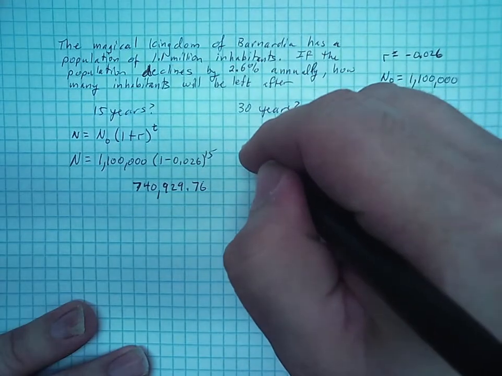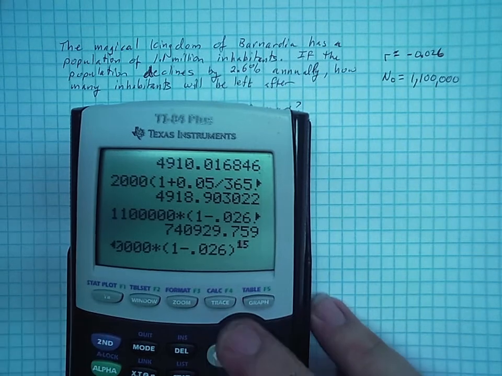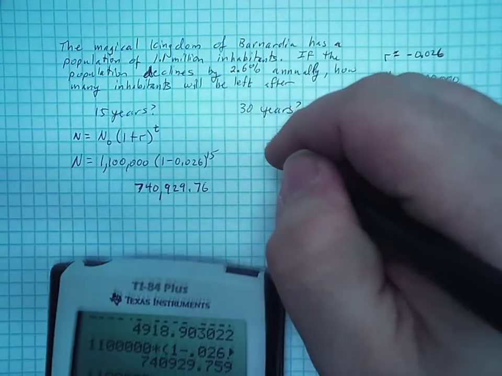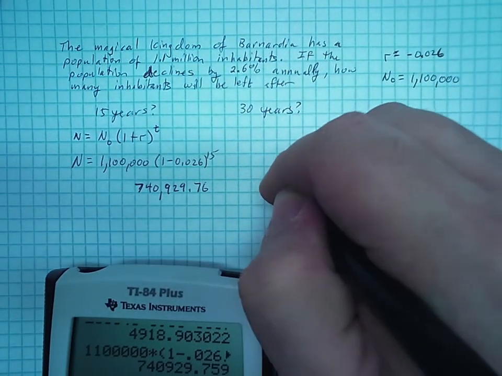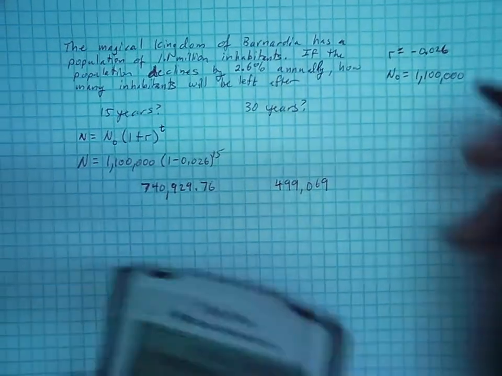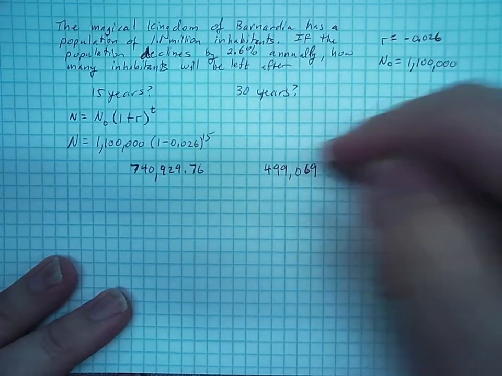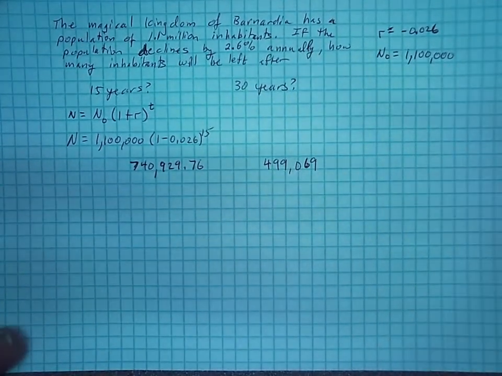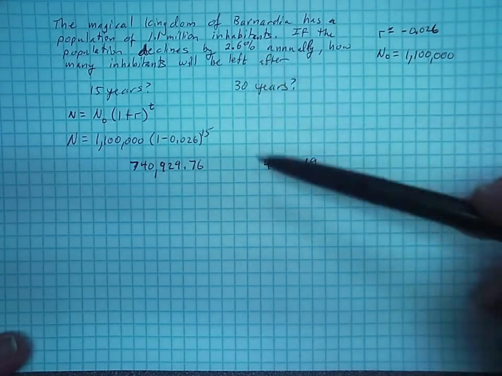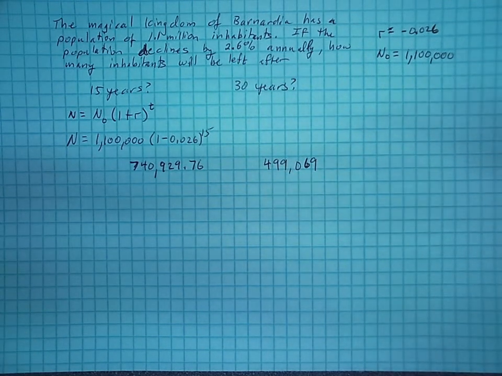If I'm doing 30 years instead, the only thing that actually changes is my exponent becomes 30. And after 30 years, I'm down to about 500,000 inhabitants. I'm not including those decimals. All right. So about 500,000 after 30 years. See, it takes a while to get low. The lower it gets, the smaller 2.6% of this number is, and the slower the decline. That's how exponential decay works.